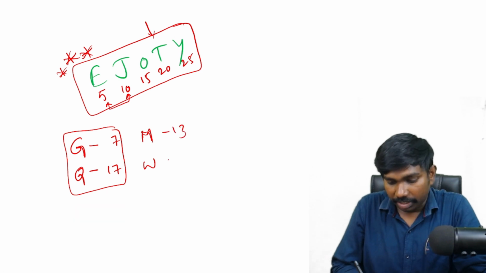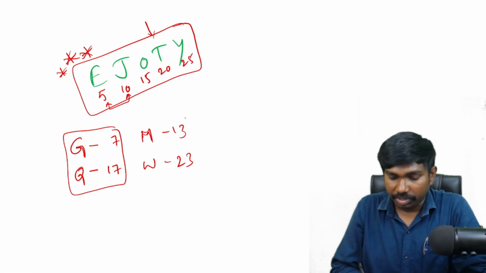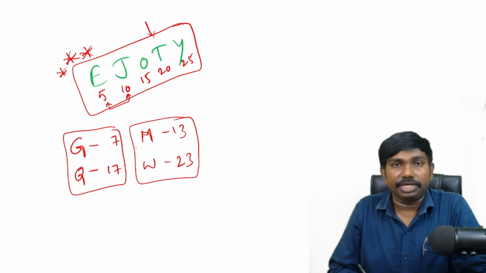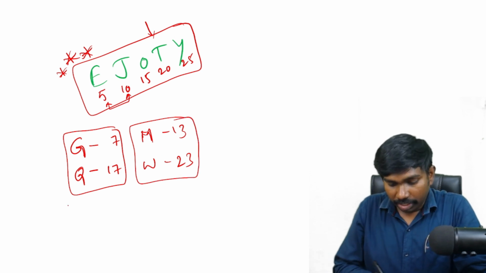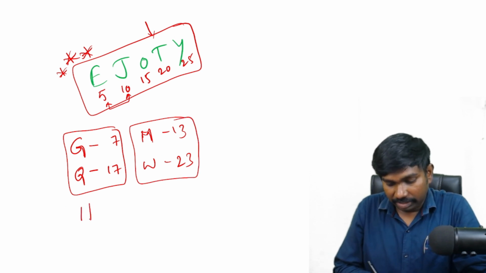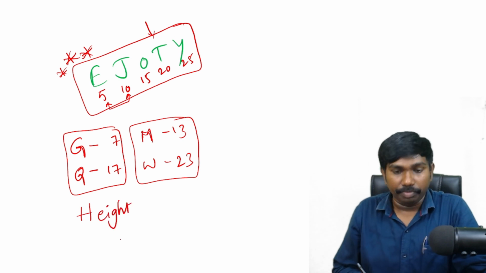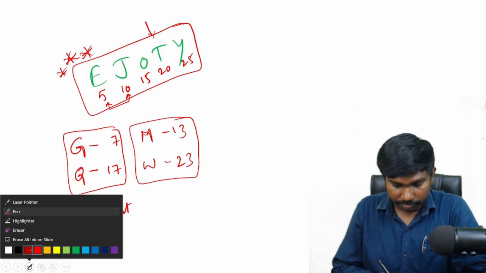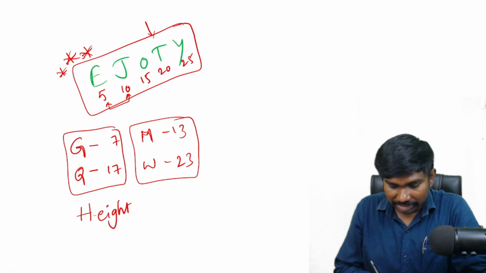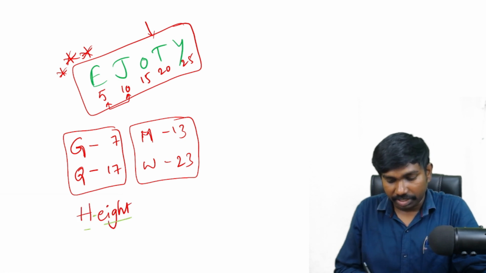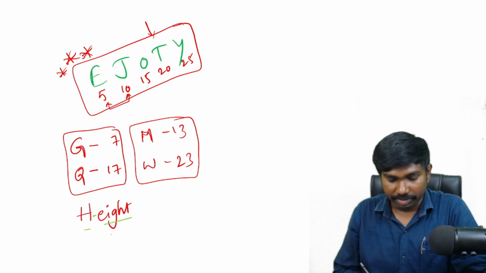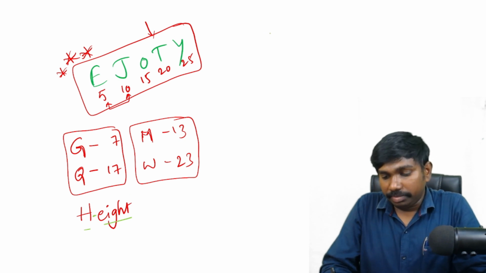M is 13 and W is 23. Okay, M and W, 13 and 23. And you can remember height spelling, HEIGHT, height. In that, if you separate H, just separate H and read it again. H is 8. H is 8. And one more logic. R is 18.